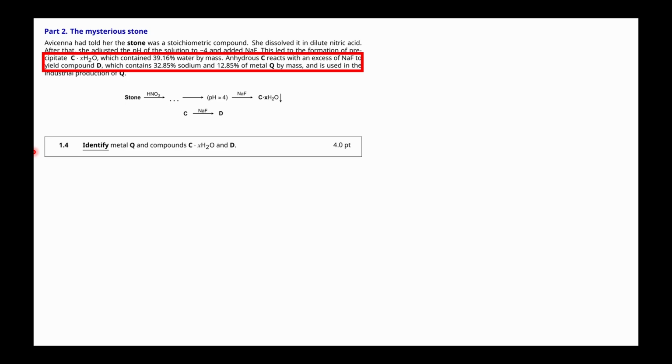So next piece of information. Anhydrous C reacts with an excess NaF to yield compound D, which contains some sodium and 12.85% of metal Q by mass. So if you find something that satisfies both, then you're probably on the right track. So yeah, we're going to do the same thing again. After a while, you notice that this is quite systematic, and it just gets faster and faster. So don't worry if you can't do it really quickly now. You're going to do it much more quickly in the future.